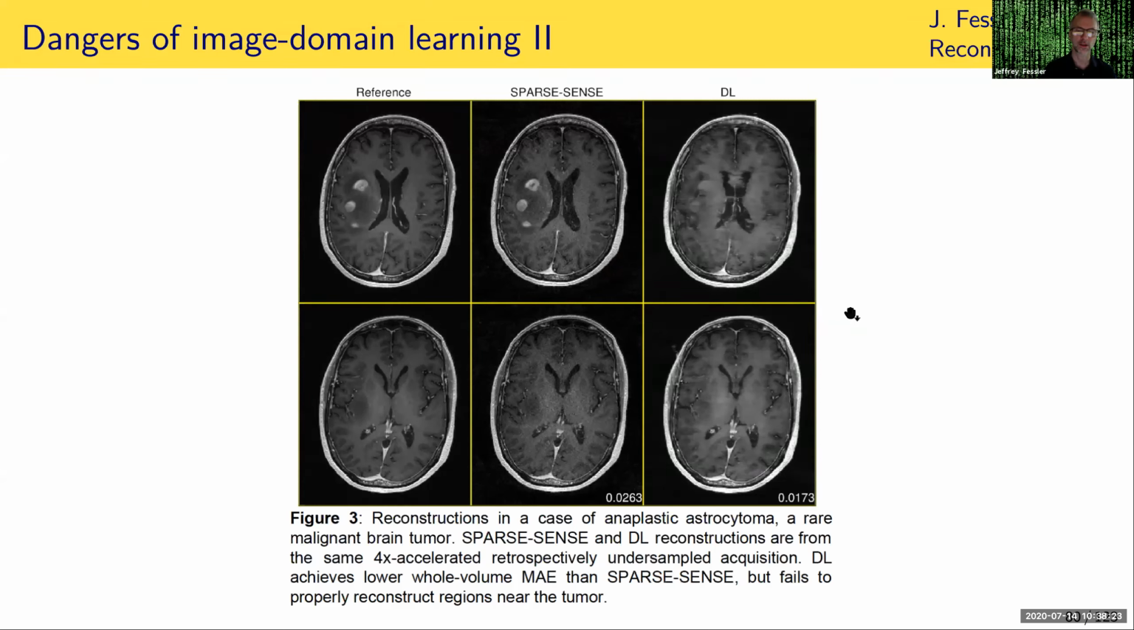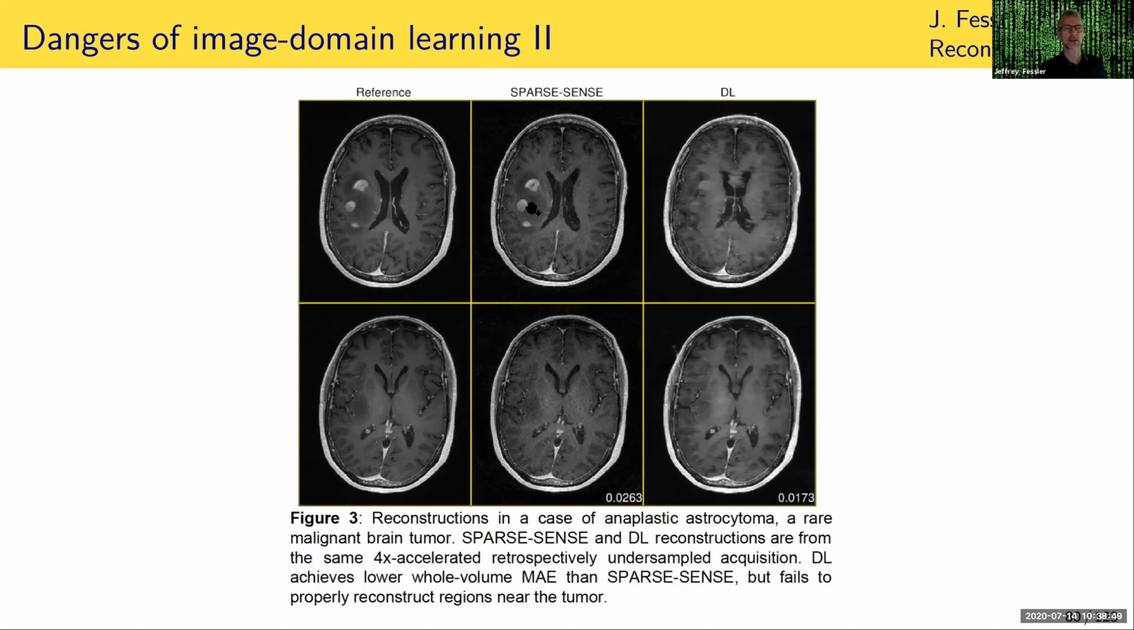And then they applied it to a particularly rare malignant brain tumor that I won't try to pronounce the name of here. Here's the reference data. They retrospectively undersampled the data by a factor of 4, so 4-fold acceleration. And when they put that undersampled data through a classical, let's call it classical now, compressed sensing reconstruction, they got an image that was in pretty good agreement with the ground truth.